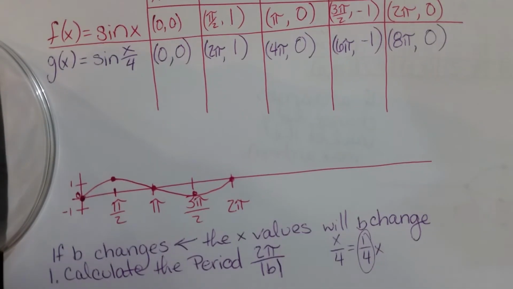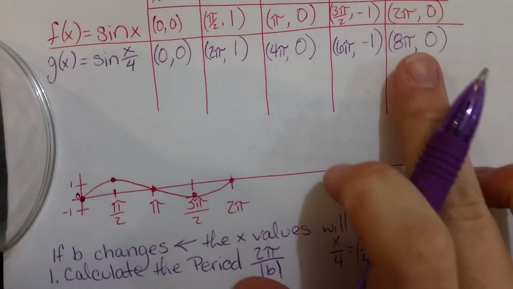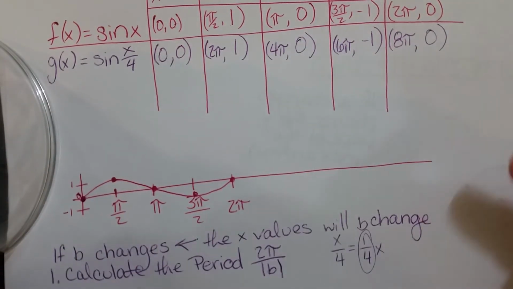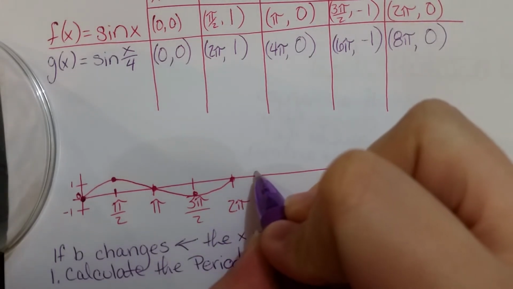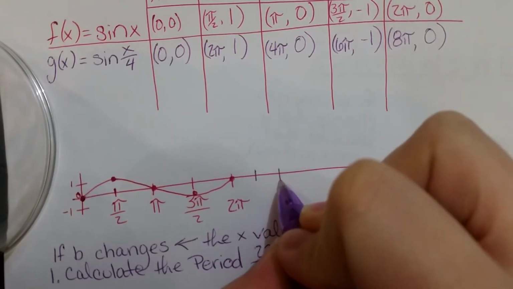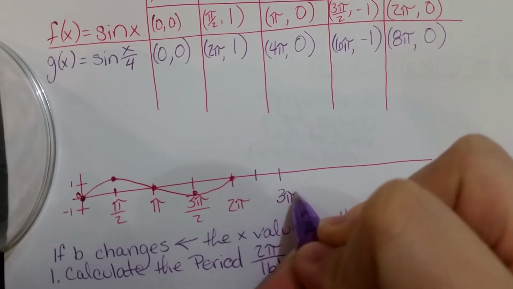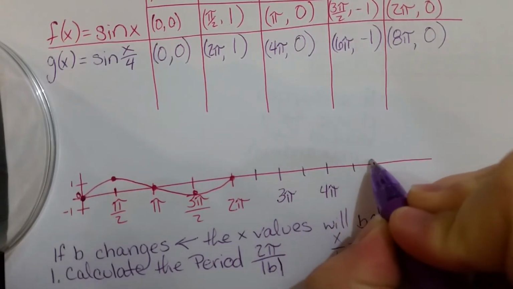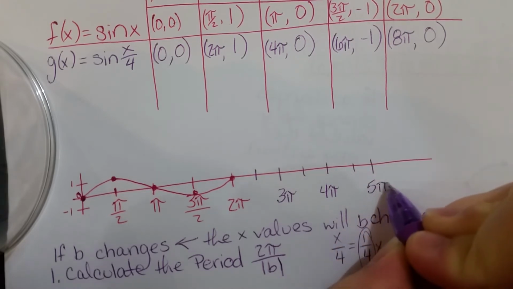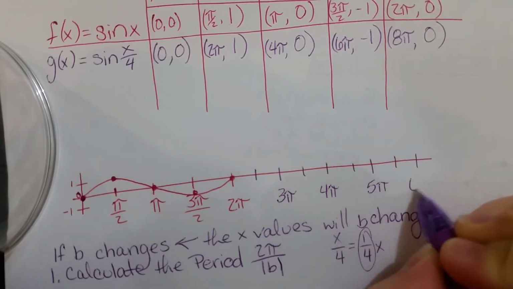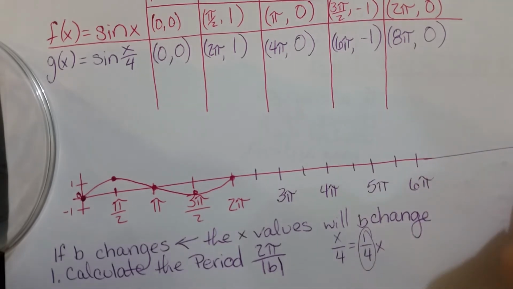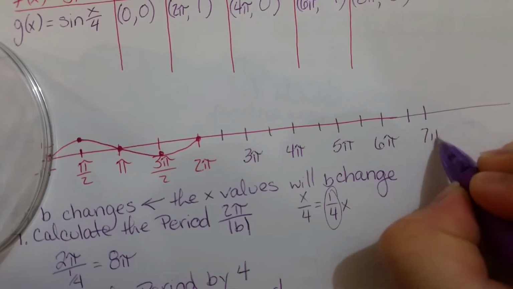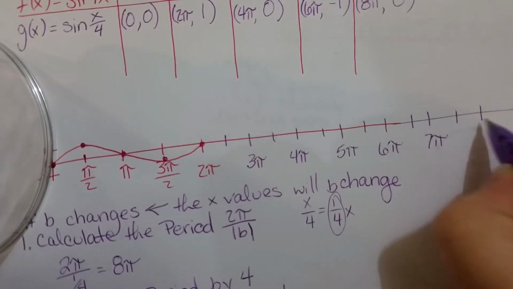Okay? So when I go to graph this, the period is much, much longer, so it's going to be way stretched out. So I still need to just extend my graph. Here's 3 pi, here's 4 pi, 5 pi, 6 pi, 7 pi, all the way to 8 pi.